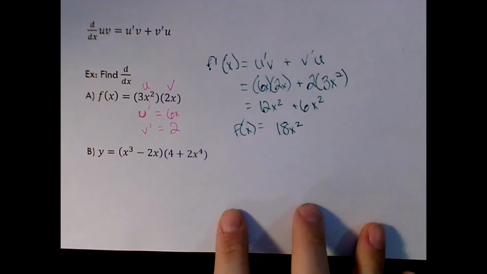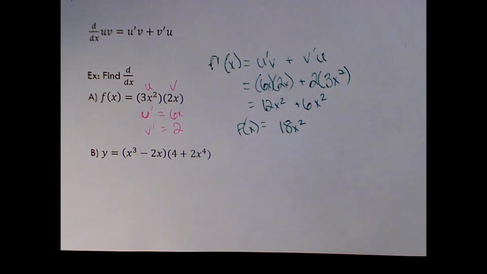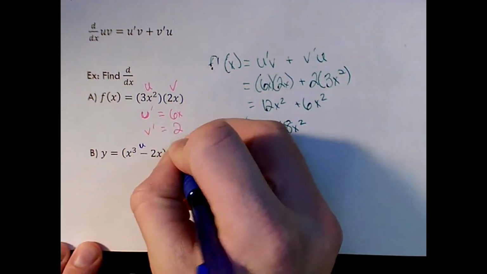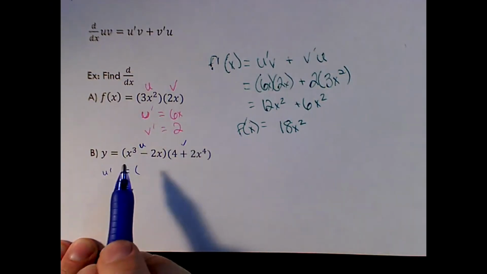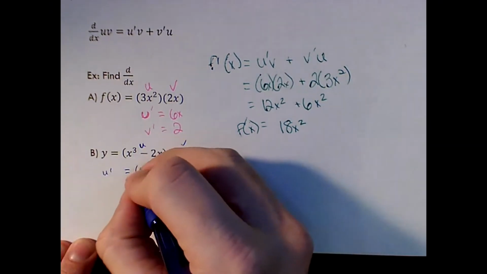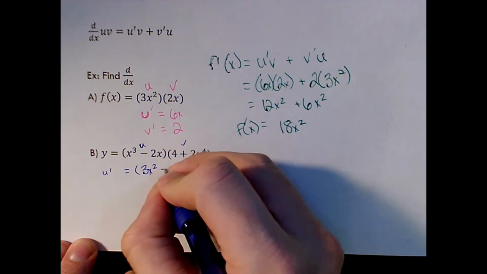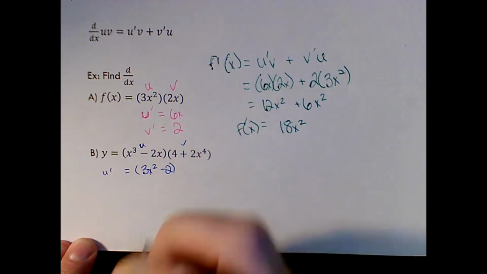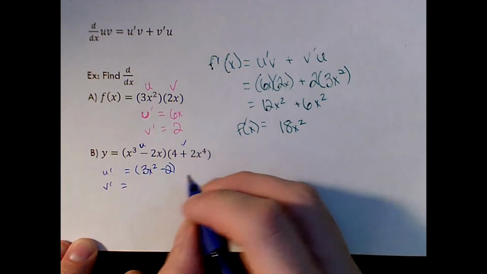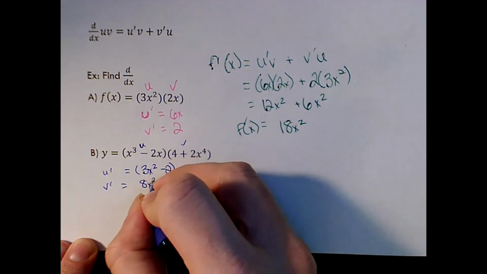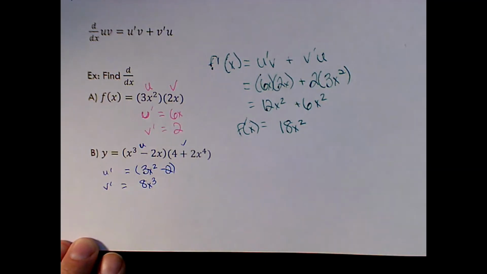I can FOIL if I wanted to. And every time I FOIL, I have to remind myself that it's not the first time I FOILed, so it's a curse that I FOIL again. Curses, FOILed again. Let's call U and V. U prime is going to be, and I'll put it in parentheses because I have several things going on in here, 3x squared minus 2. And V prime is going to be 0 plus 8x cubed.